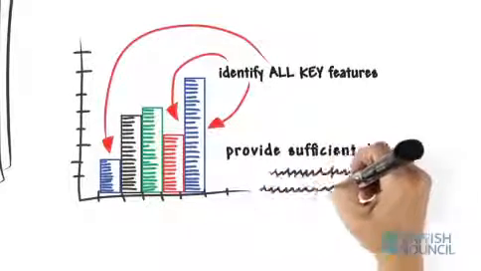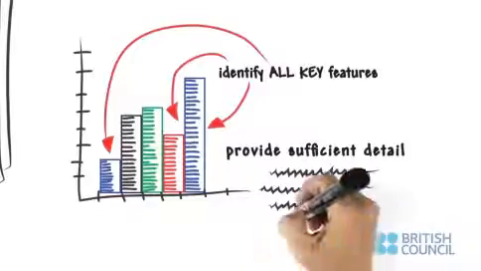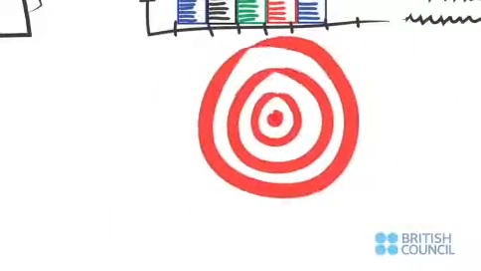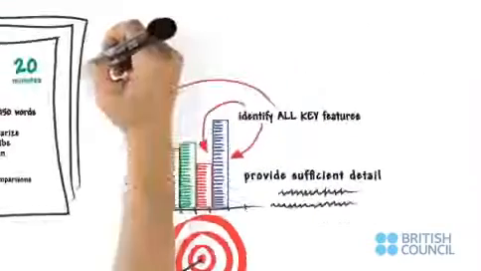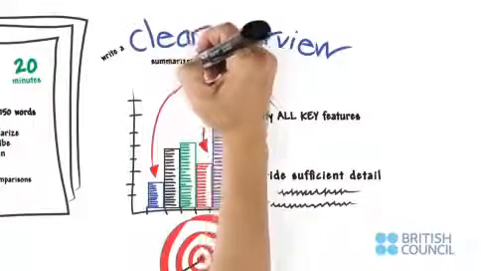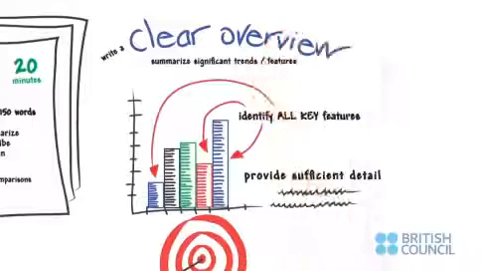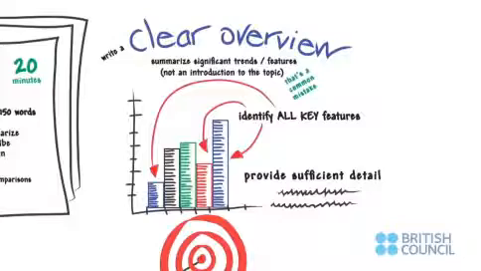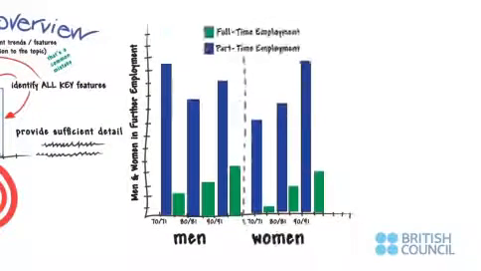Provide sufficient detail for a meaningful explanation, not too much detail, not too little. Ensure accuracy when referring to data or describing trends or processes. It's important to write a clear overview. This means summarizing the most significant trends or features from the data or information in the diagram. This is not simply an introduction to the topic. That's a common mistake.